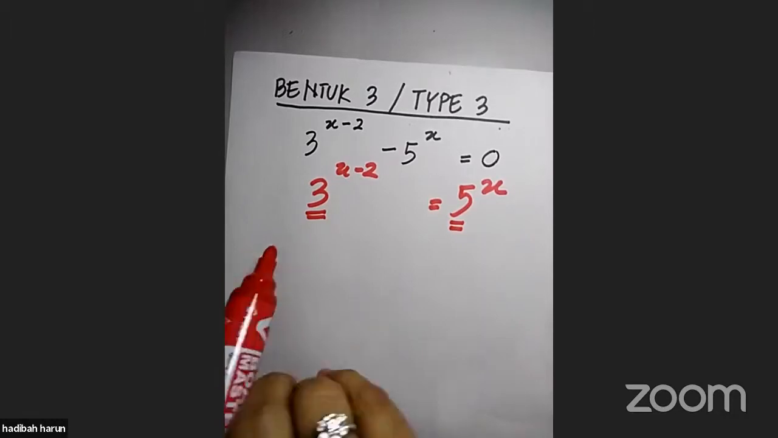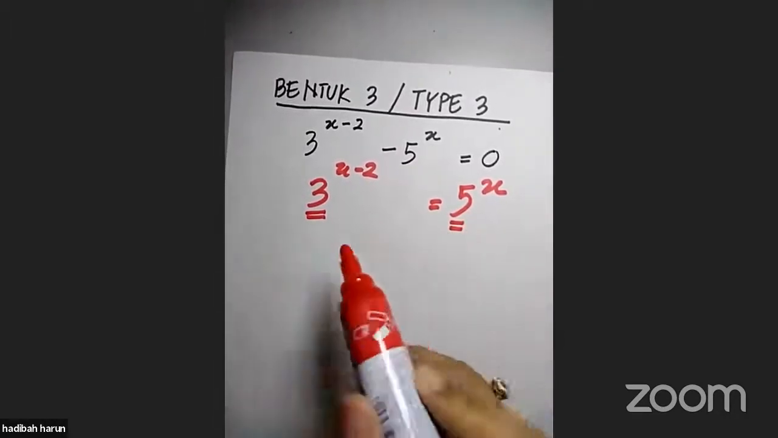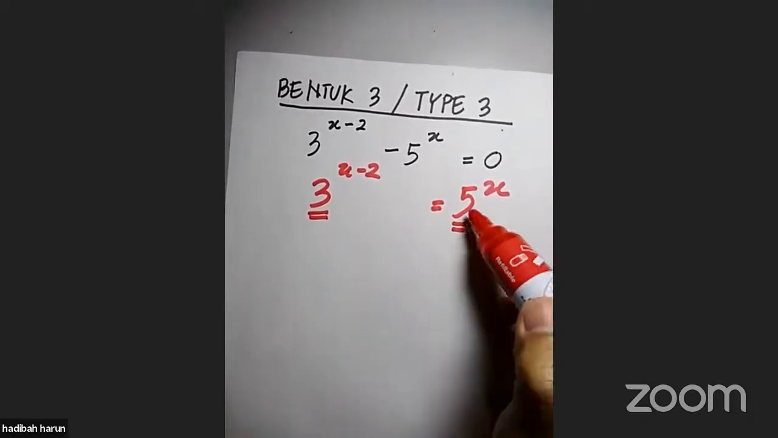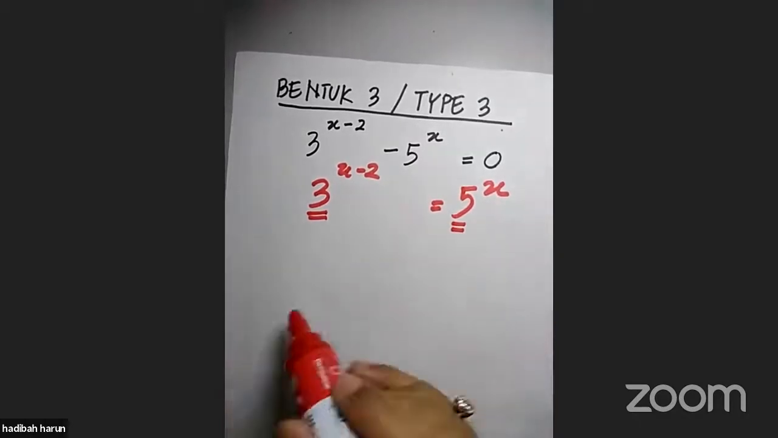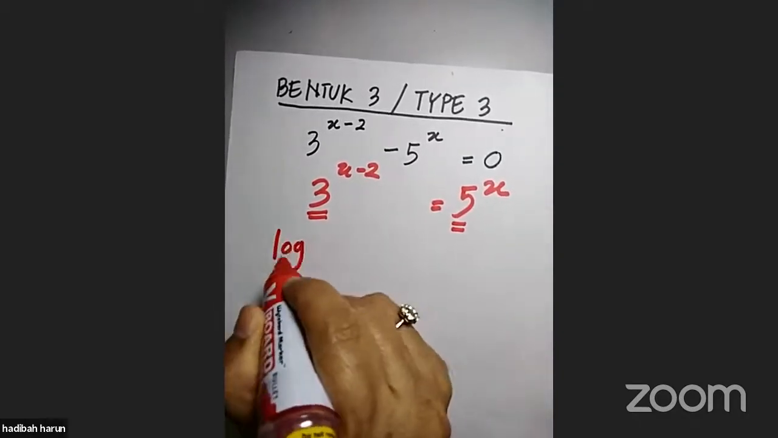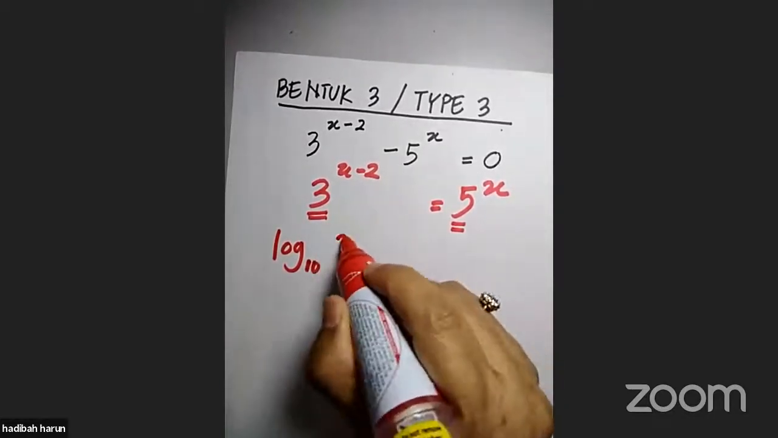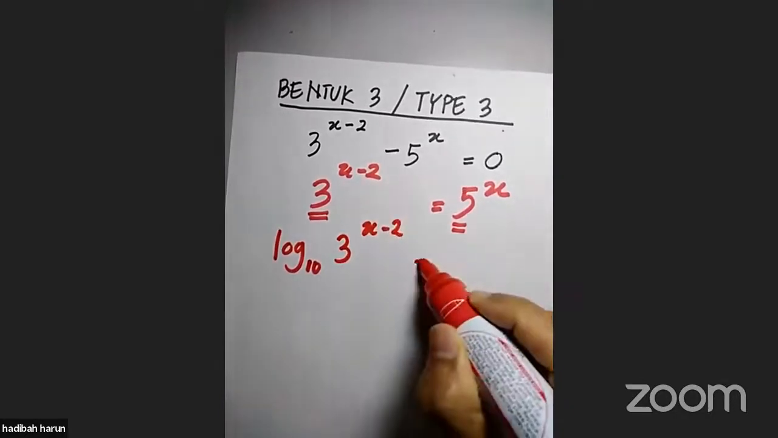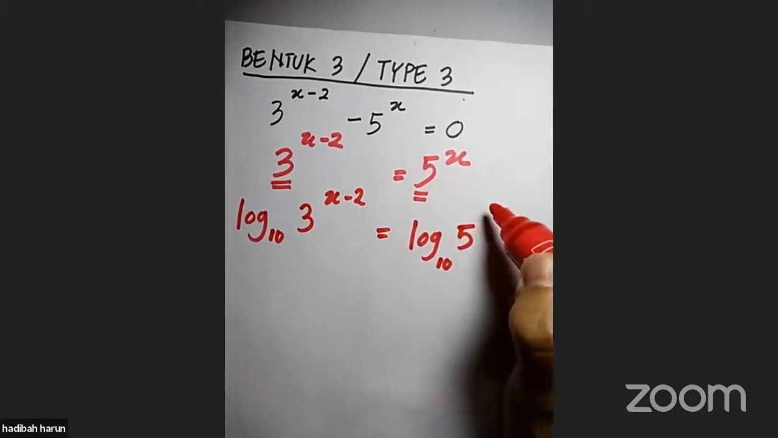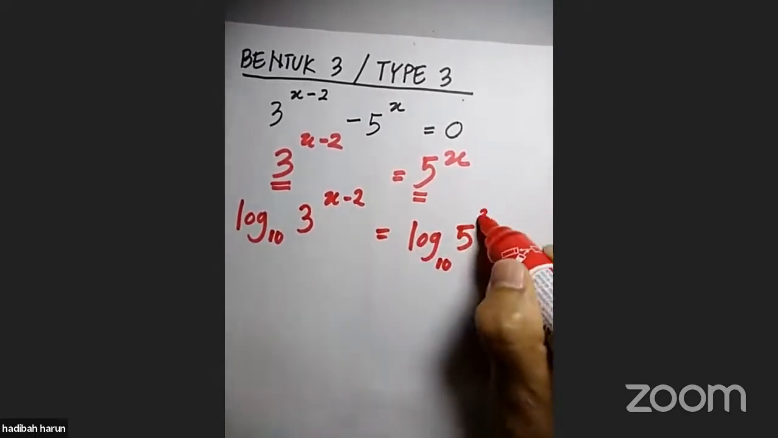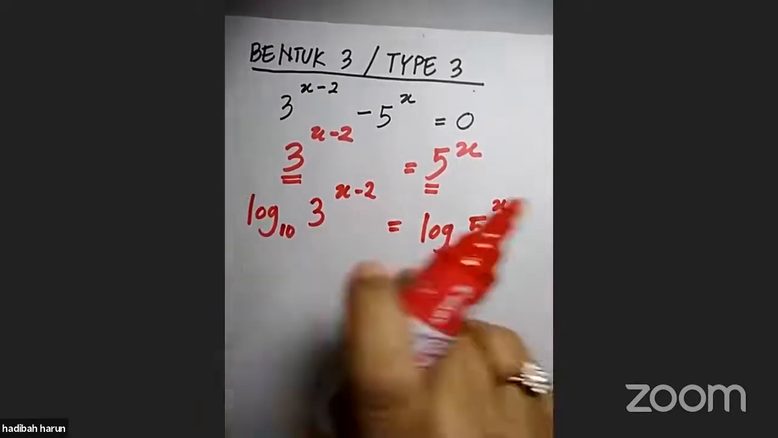So since they are not of the same base, pelajar-pelajar, base tak sama, sampai bila-bila pun kamu takkan jumpa bila kamu tekan calculator. Contoh 9 ke 27 ke, itu dah jadi bentuk satu. So you will take log on left and right. Base berapa? Yang ada dalam calculator cuma base 10 saja. 3 to the power of x minus 2 equals 5 to the power of x. Sabar dulu, tulis dulu log asas 10 kiri dan kanan. Okay, that will be your first mark actually.